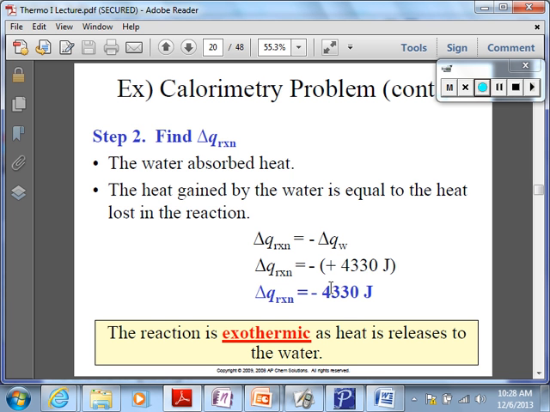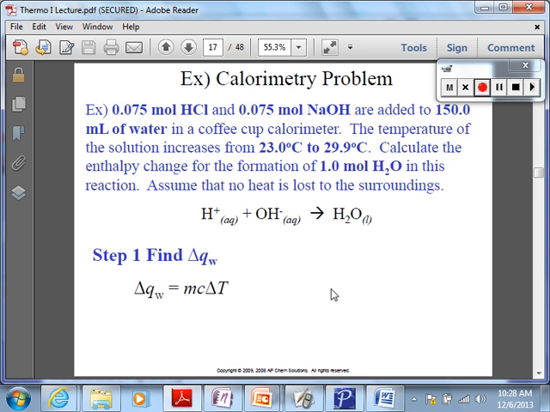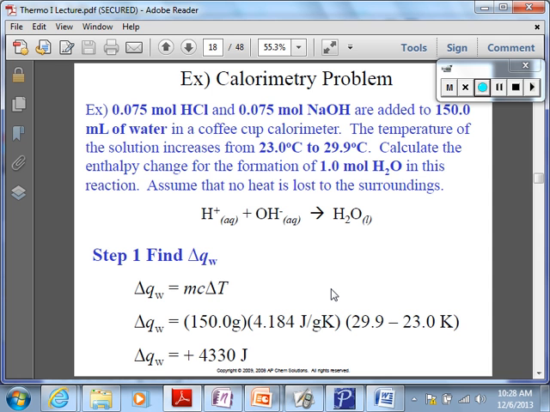Alright, lastly we can calculate delta H, which is Q for the reaction over moles. So it's going to be negative 4,330 joules over, back to the example, how many moles did we have? I don't remember. There we go. How many moles? You just want moles of one reactant. Okay, 0.075. Now, if you have more than one, which we do have more than one here, but if you had different numbers, you would pick your limiting. Okay, like we usually do.